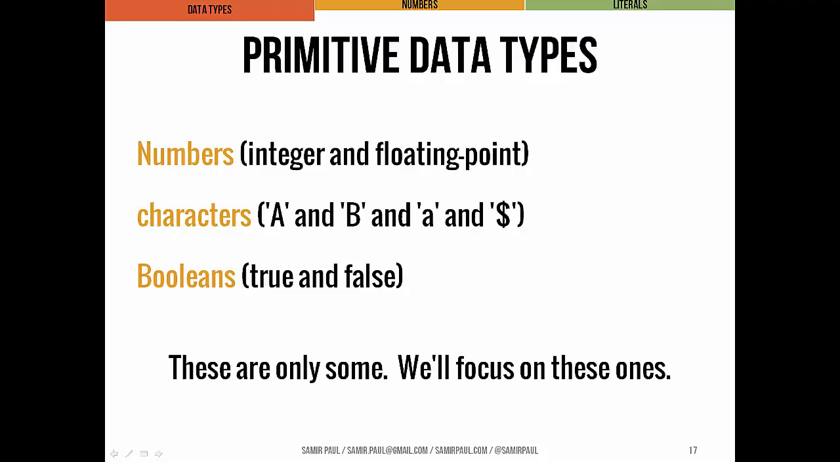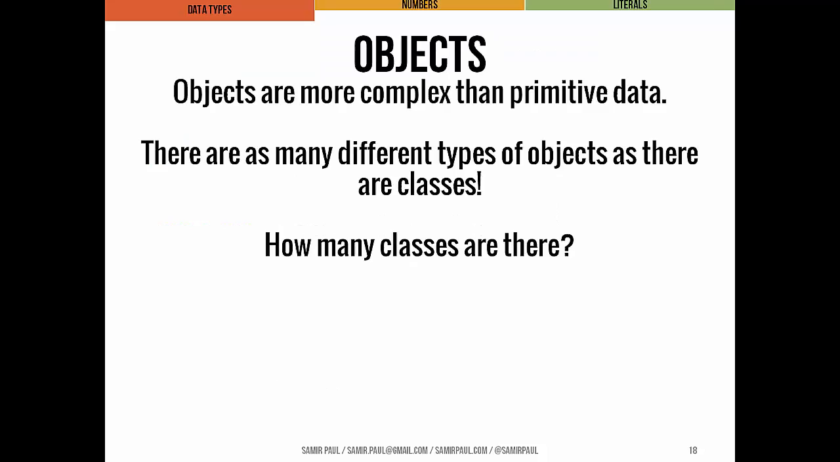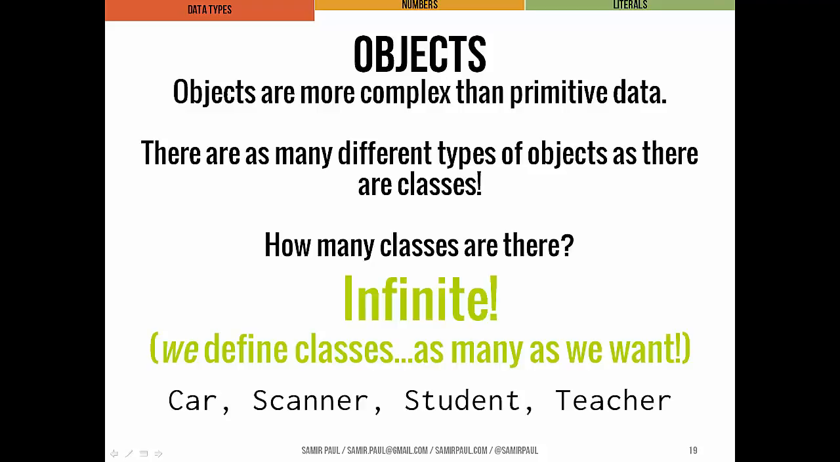So primitive data types, we've seen these all over the place, right? Integers, floating point numbers, that means int and double. Those are the two data types we've seen so far. Characters, uppercase A, uppercase B, lowercase a, the dollar sign, Boolean values, true and false. These are all the most basic kinds of data that there are. There's a ton more, but these are the ones we're going to focus on as primitive data types. Objects are a little more complex. There's as many different types of objects as there are classes that are defined, and there are infinite classes because we define them. So there's a car, there's a scanner, there's a student, there's a teacher. We could define a different type of student if we wanted to. We can basically do anything.